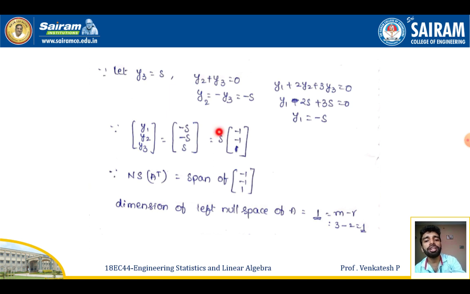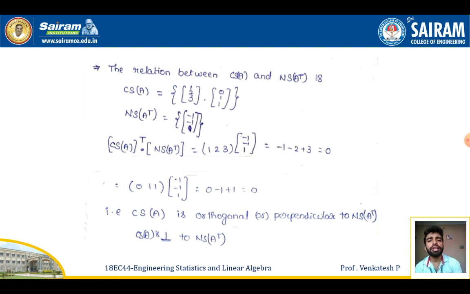So if I replace these values here, Y1, Y2, Y3 will be equal to minus S, minus S, S. If I take S as common factor, I will be getting minus 1, minus 1, 1. So therefore the null space of A transpose will be the span of minus 1, minus 1, 1. So therefore the dimension of the left null space of A will be equal to 1. Obviously that is because of m minus r, the number of rows minus the rank of the matrix, which will be equal to 1.